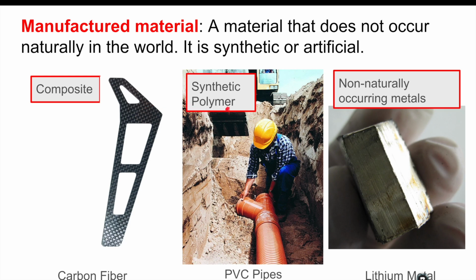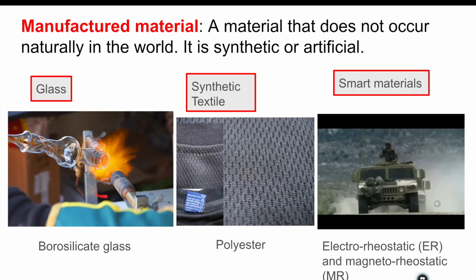We have synthetic polymers, so these are things like plastics that we get from petroleum. So PVC pipe would be an example of that, and PVC stands for polyvinyl chloride. We have non-naturally occurring metals, so this is lithium. Lithium is a metal, it does exist, but you don't find it in its metallic form on Earth unless humans have been involved. We have glass. So this is borosilicate glass. We have synthetic textiles. So this is polyester, and again, it's made of petroleum.